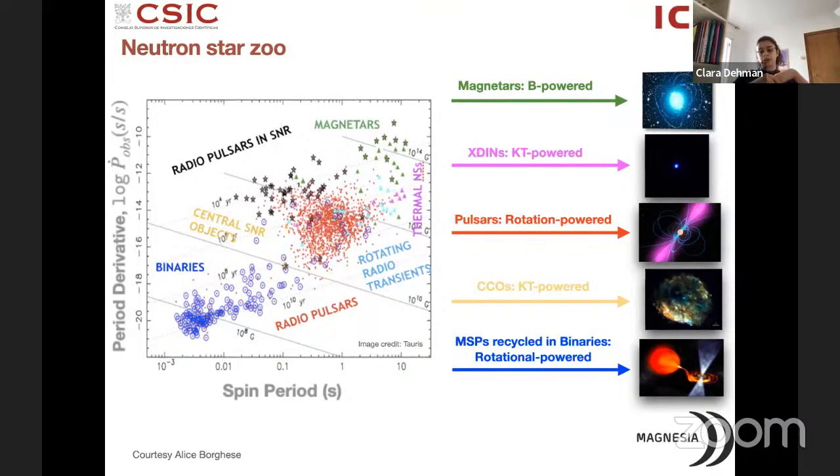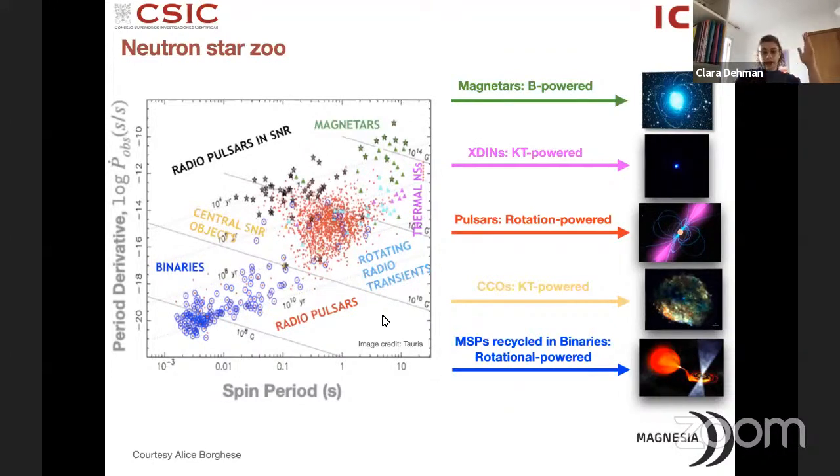Some of these neutron stars are powered by the dissipation of a super strong magnetic field, which is the case of magnetars. Others are powered by the loss of rotational energy, like the rotation-powered radio pulsars. Others are powered by internal heating, which is the case of the XDINSs, X-ray dim isolated neutron stars, or the CCOs, central compact objects. And then we have the binaries. When we are in a binary system, there is accretion between the two objects, and this accretion powers the emission that we observe from these objects.